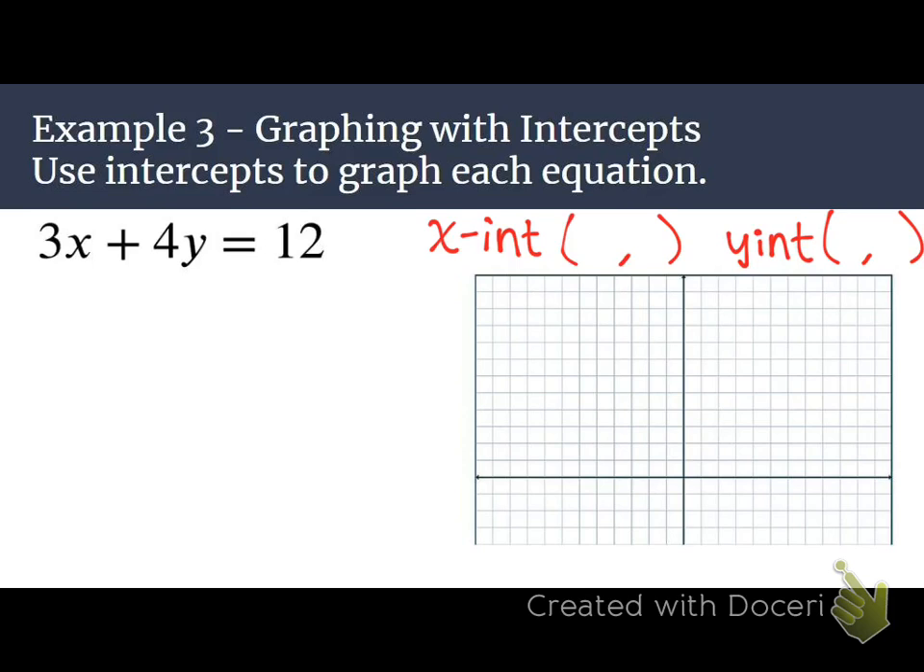I want to know that you found both your x and y-intercepts, so I want to see them written out separately.